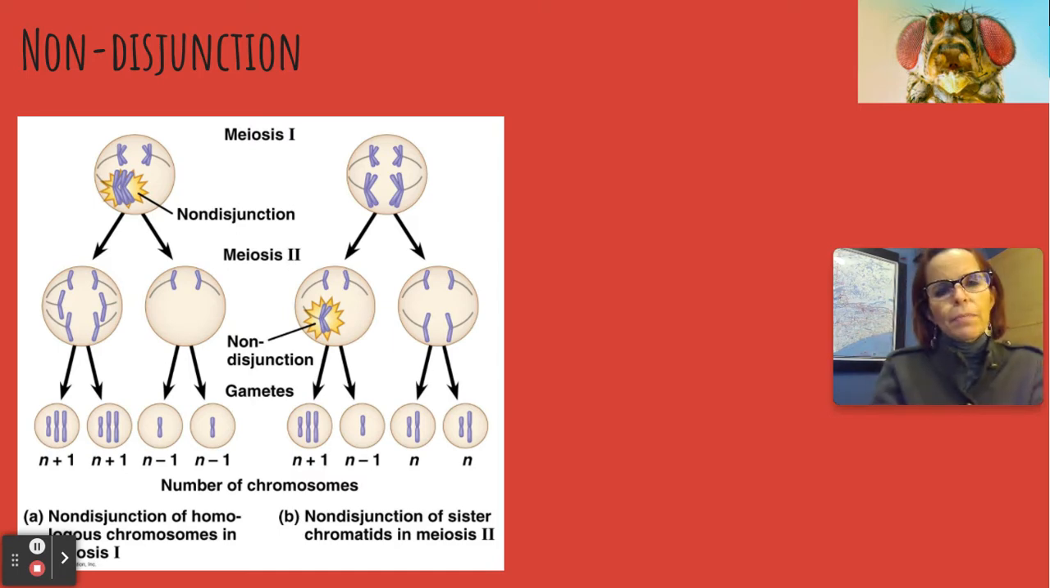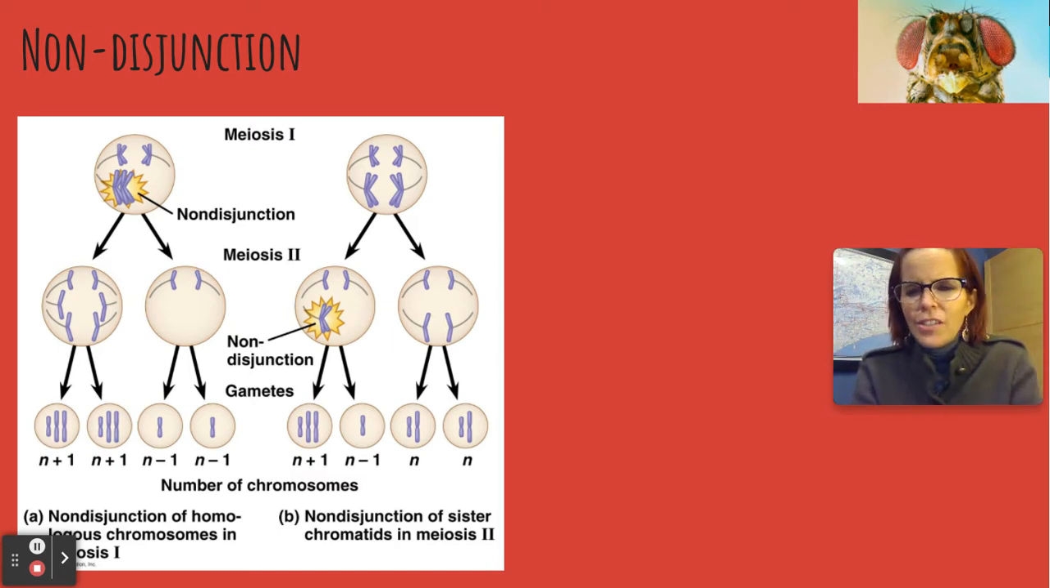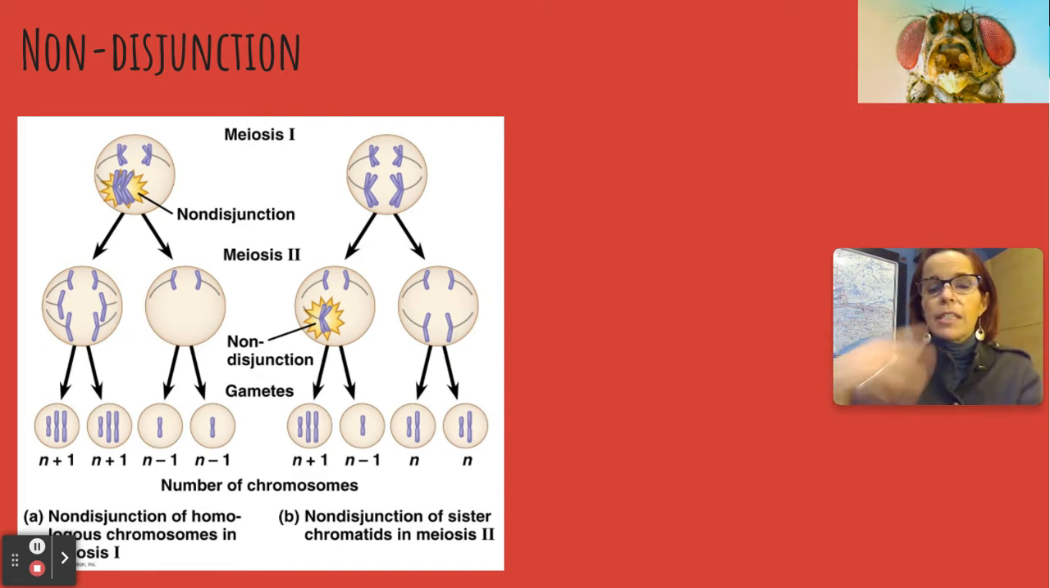Now we're going to talk about something called nondisjunction, and nondisjunction is a mistake. Crossing over adds variation to a species, so crossing over is a good thing. Nondisjunction is always a mistake. It's something bad. So take a look at the diagram first before we introduce nondisjunction.